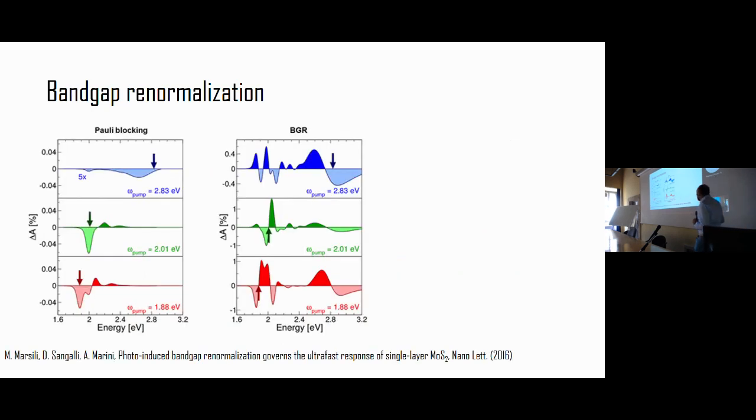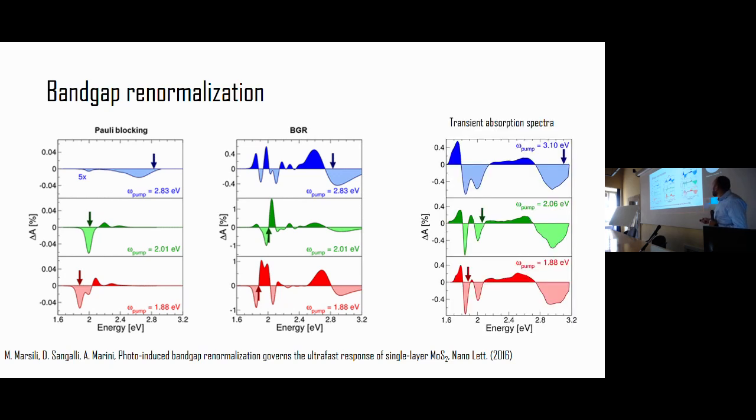Here in this work of Margherita and Davide, they explain it very well. If you just consider occupation, you don't take into account band gap renormalization, then you see that your spectra capture the bleaching, but nothing else. When you put the band gap renormalization, of course, you are introducing more changes in the electronic structure and in the Bethe-Salpeter. And of course, these spectra look much more like the experimental one.